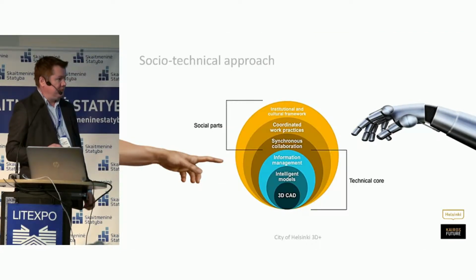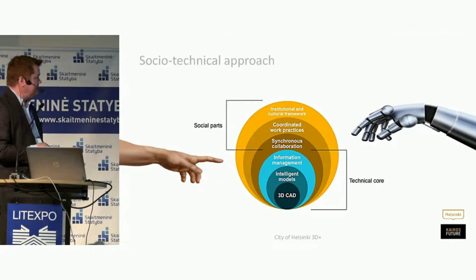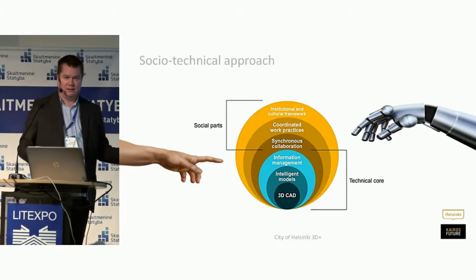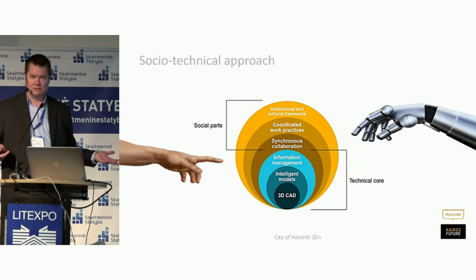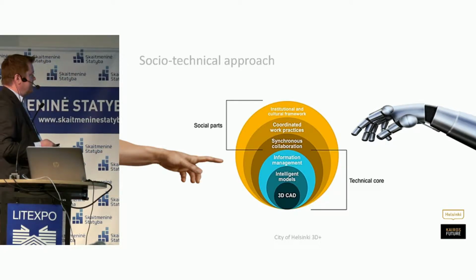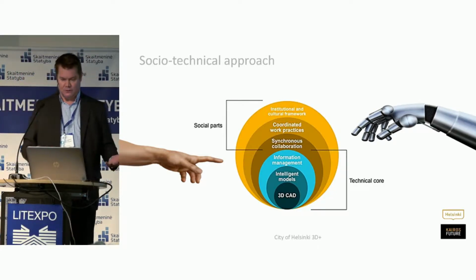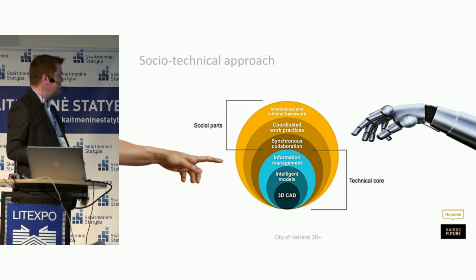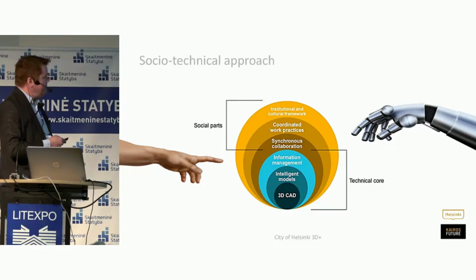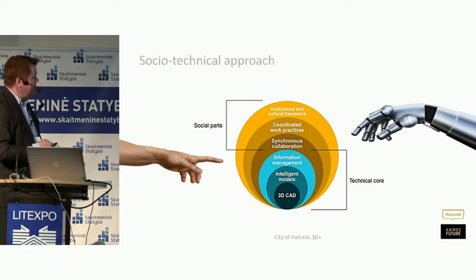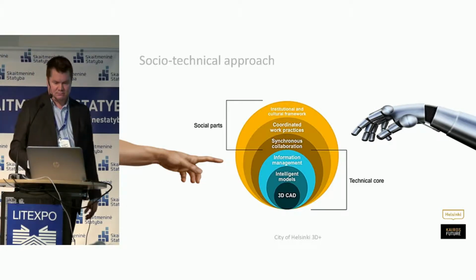Another aspect of the city model is that it's very easy to make the technical part of the city model. That's very easy, and it's an almost automatic process. But the most important thing is the social part: how you use the model, what kind of processes, workflows and work practices you have. I think the biggest challenge in developing BIM is to develop these. The technology already exists. That's the easy part.